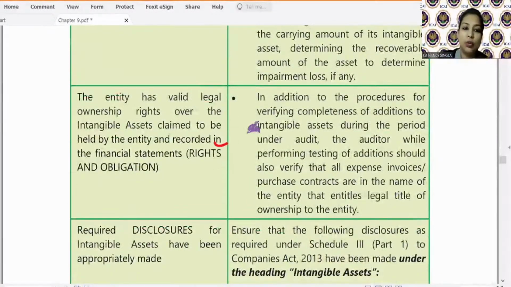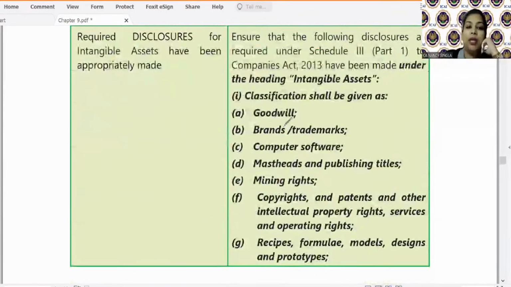Rights and obligations is a little different. Why? Because here you will write the expense invoices. So the auditor performing testing in addition should verify the expense invoices and the purchase contracts. Disclosure is the same. Intangible asset will be the heading. Classification: goodwill, trademark, computer software. Must heads, what are the must heads? Must heads.